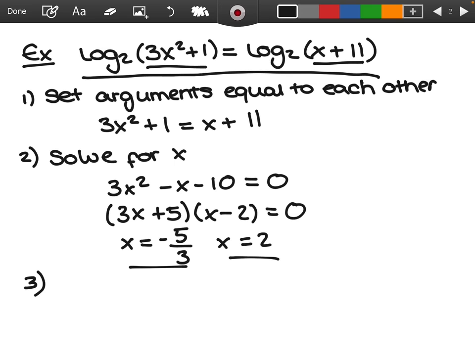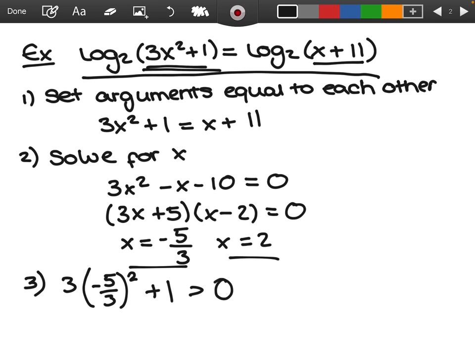So whenever you get these x values back, I want you to go ahead and plug them back into the original equation that you had, and make sure that when you plug those x values in, that none of the arguments are negative, because you cannot have 2 to the power of something equaling something negative, so those logs are not valid. It turns out in this case that if I plug in x is equal to negative 5 over 3 into 3x squared plus 1, you would get 3 times negative 5 over 3 squared, and that squared value will make it positive.